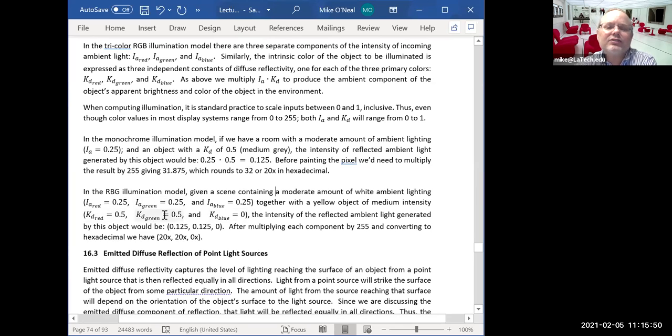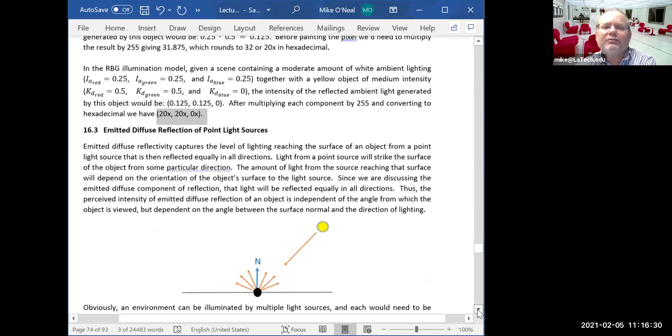So if you light this yellow object with this 25% intensity, after doing the multiplication, you'll get 0.125, 0.125, 0. So red is 0.125, green is 0.125, blue is 0. And then if you scale that, you get 32, 32, 0, because those are hex.